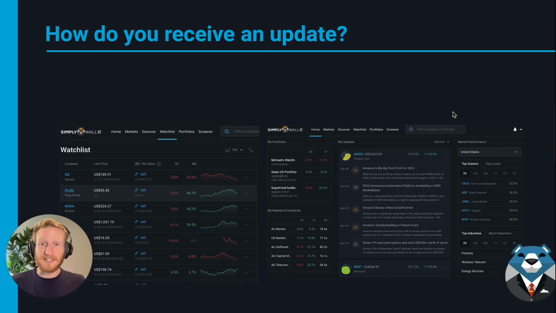So how do you receive an update? Well, thankfully, it's very simple. All you have to do is add a stock to either your watch list or your portfolio, and then it's immediately eligible to receive these important updates. That'll be either to your dashboard or to your inbox.